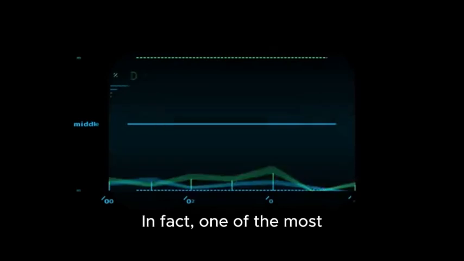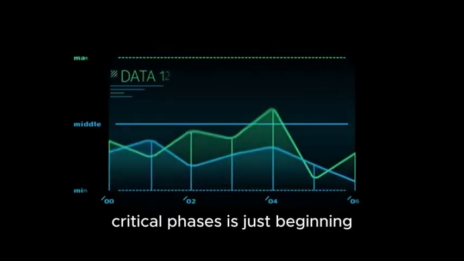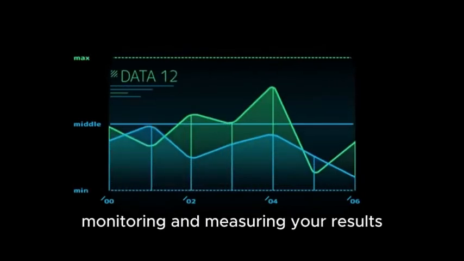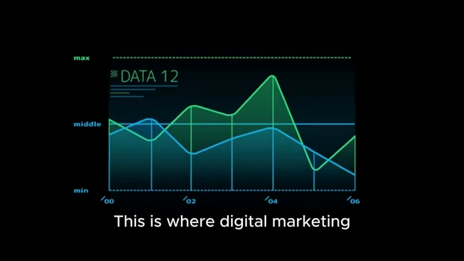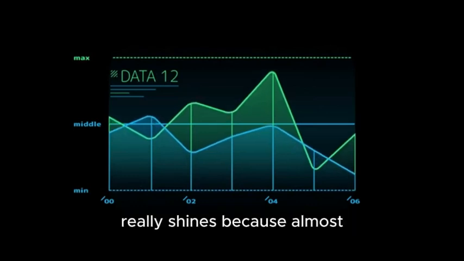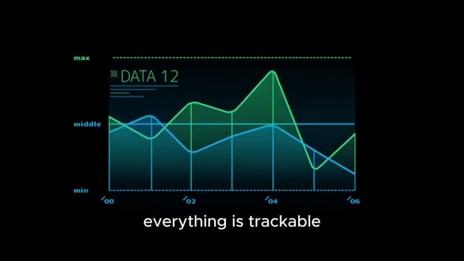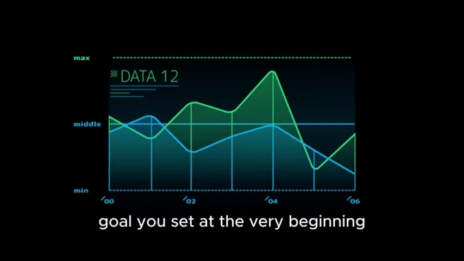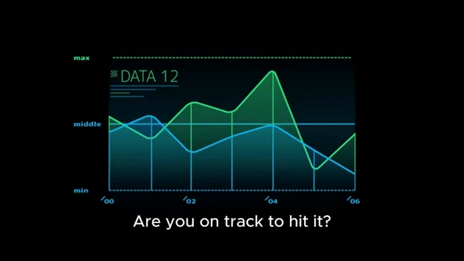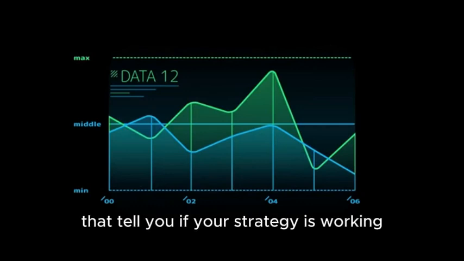In fact, one of the most critical phases is just beginning. Monitoring and measuring your results. This is where digital marketing really shines because almost everything is trackable. Go back to that SMART goal you set at the very beginning. Are you on track to hit it? You need to be looking at your key performance indicators, or KPIs. These are the metrics that tell you if your strategy is working.